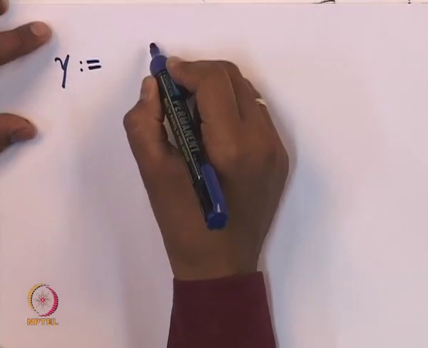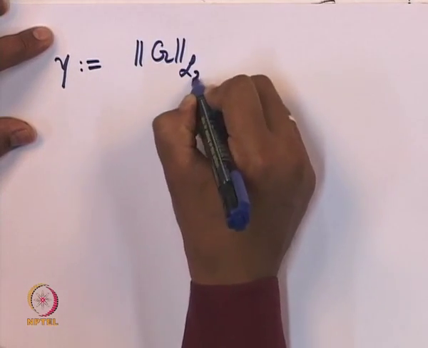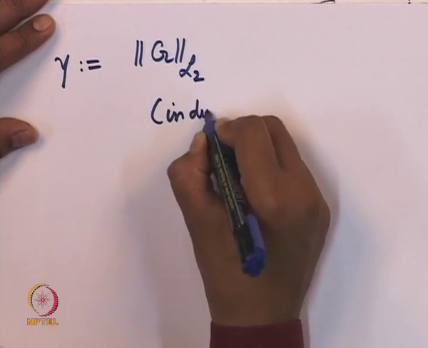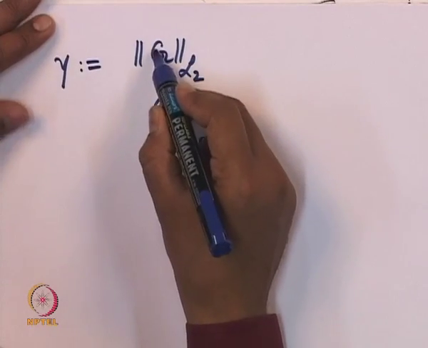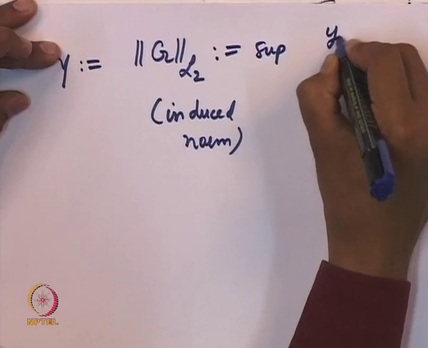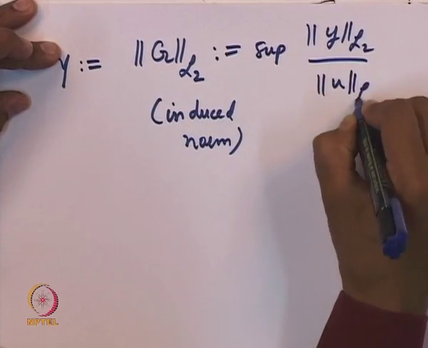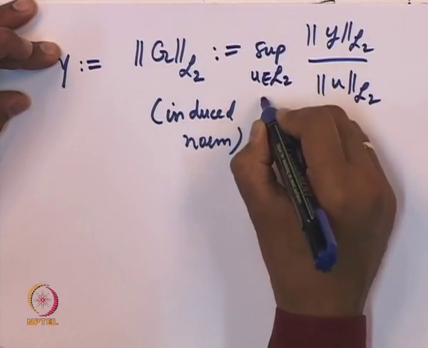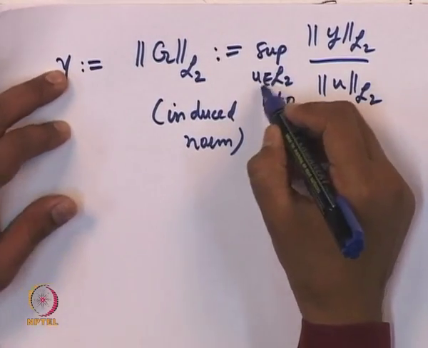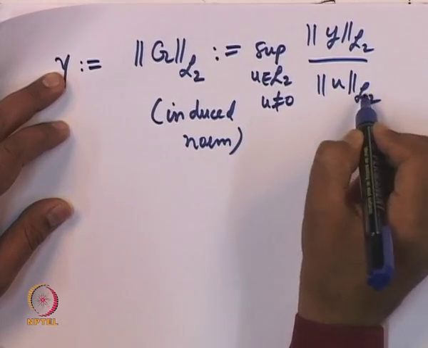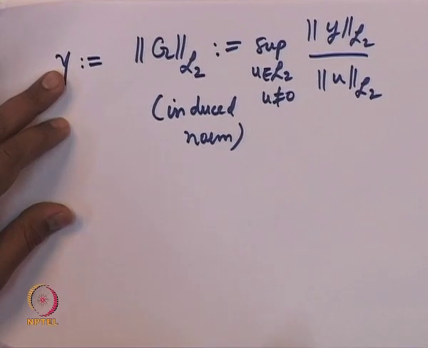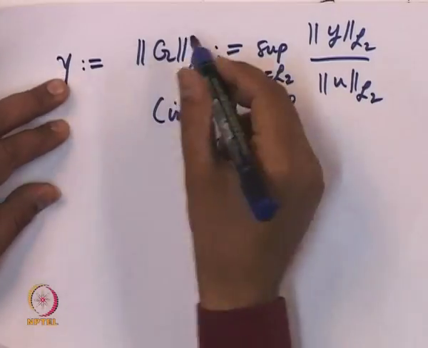So define gamma as this L2 induced norm. When this L2 has been used in the context of a system, an operator, we are going to understand it as obviously being the induced norm. From the context it is clear, because G is not a signal, it is a system. Hence this L2 here refers to the supremum that we just defined of the output's L2 norm divided by the input's L2 norm. Of course, we have not yet seen whether this is finite, whether it exists or not. But you take the supremum of this ratio over all u in L2, meaning you vary this u over different signals in L2 and look at this ratio, and ensure that the denominator is not equal to 0. That is ensured by taking u unequal to the signal that is identically 0. And this we will define as gamma.